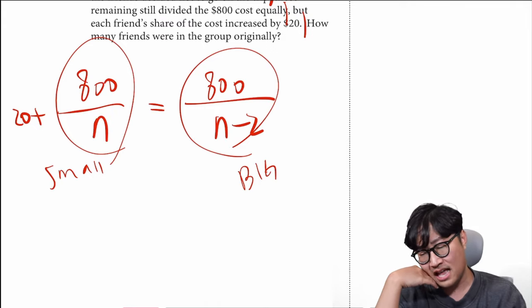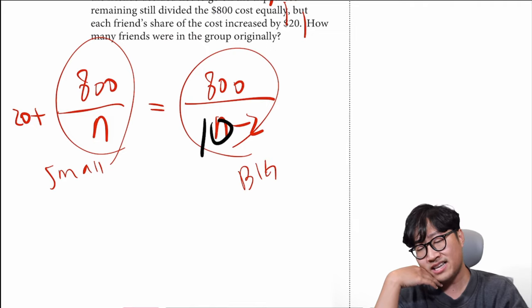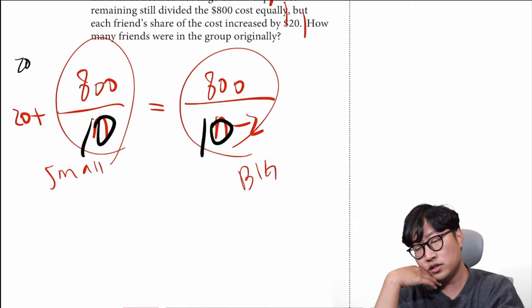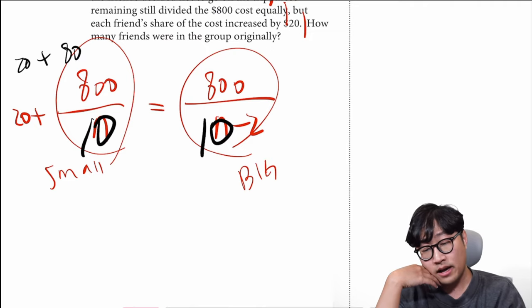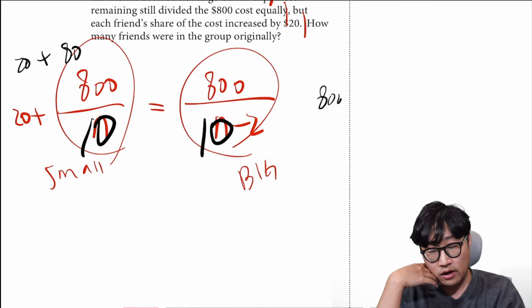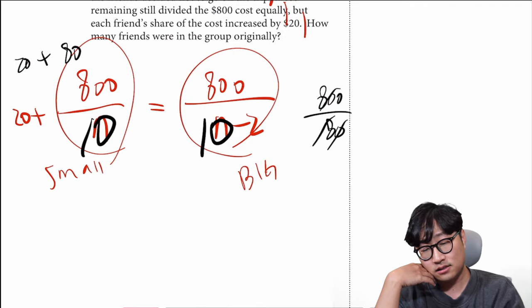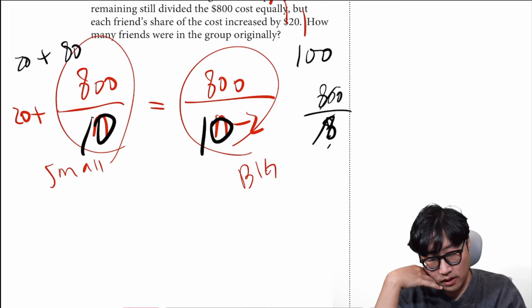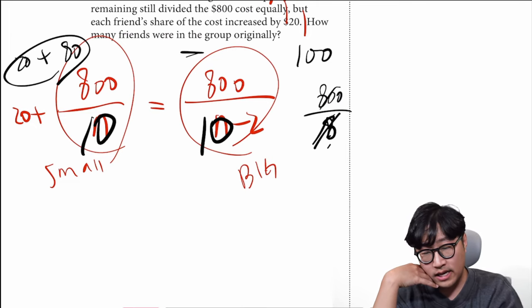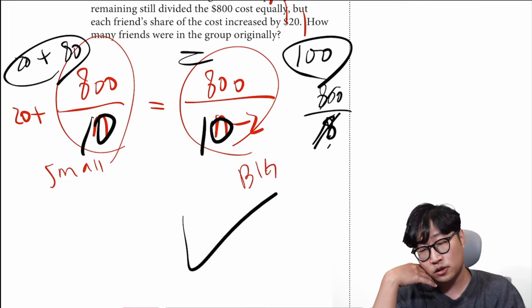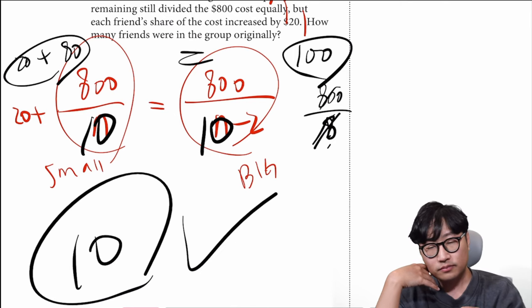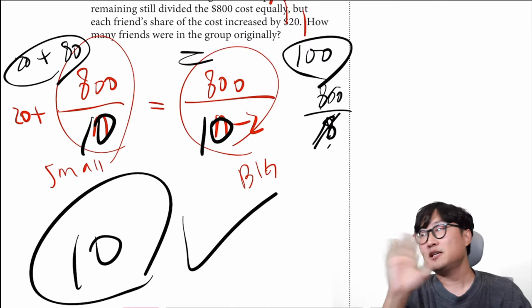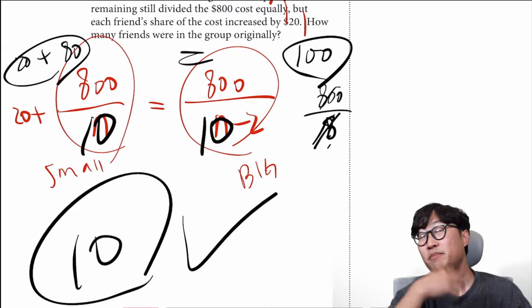So I'll not try the 8, and let me try 10. If I try 10, that'll be 20 plus 800 divided by 10, that's 80. And 800 divided by 10 minus 2, which is 800 divided by 8, that's nice. That's just 100. I'm sorry, not 80, 8. Yeah, and that would be 100. So 20 plus 80 equals 100. Is that true? Absolutely. So what do I know? It's 10 people.